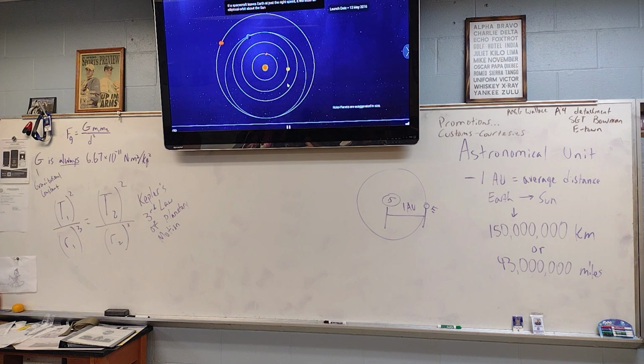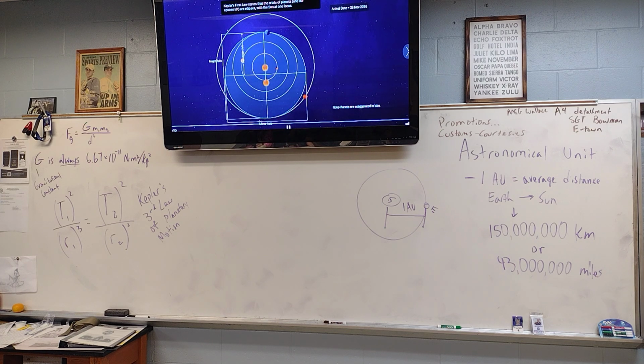If a spacecraft leaves Earth at just the right speed, it will enter an elliptical orbit about the Sun. I tried it, mine didn't go. If the launch date is calculated correctly, the spacecraft's trajectory will intersect the orbit of Mars. Now let's understand the science behind this.